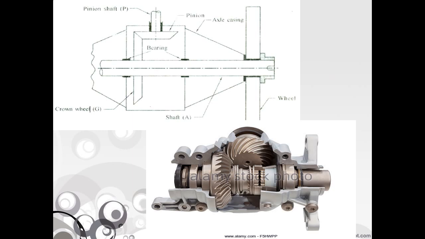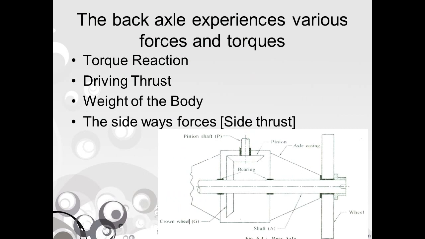At the bottom side you can observe the actual view of the rear axle. During working condition, the back axle experiences various forces and torques. Let us discuss these various forces and torques. They are the torque reaction, driving thrust, weight of the body, and the sideway forces. Coming to torque reaction, you can observe the figure below while I explain.